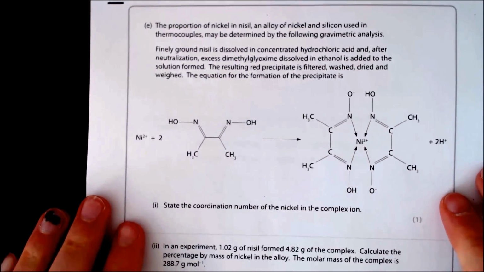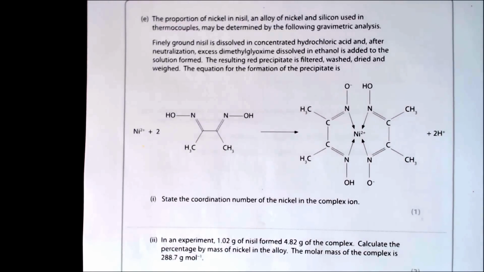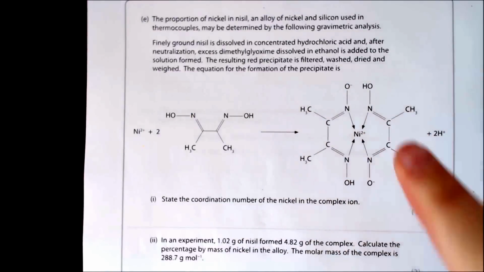Okay, so this is question E. So it says the proportion of nickel in nickel, an alloy of nickel and silicon used in thermocouples, may be determined by the following gravimetric analysis. So it says finely ground nickel is dissolved in concentrated hydrochloric acid, and after neutralization, excess dimethylglyoxime dissolved in ethanol is added to the solution formed. The resulting red precipitate is filtered, washed, dried, and weighed, and the equation for the formation of the precipitate is shown obviously below. So we've got this massive equation. There's our big complex there.